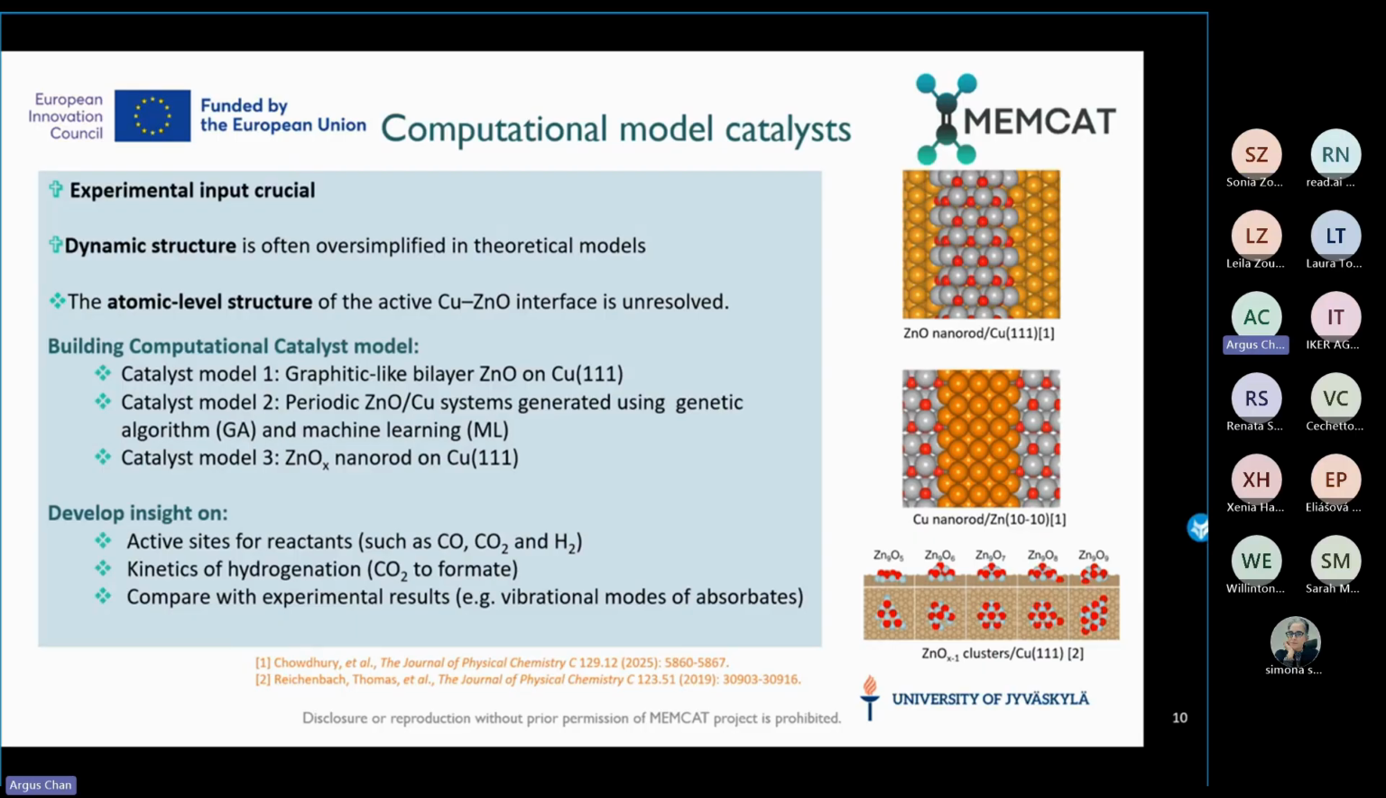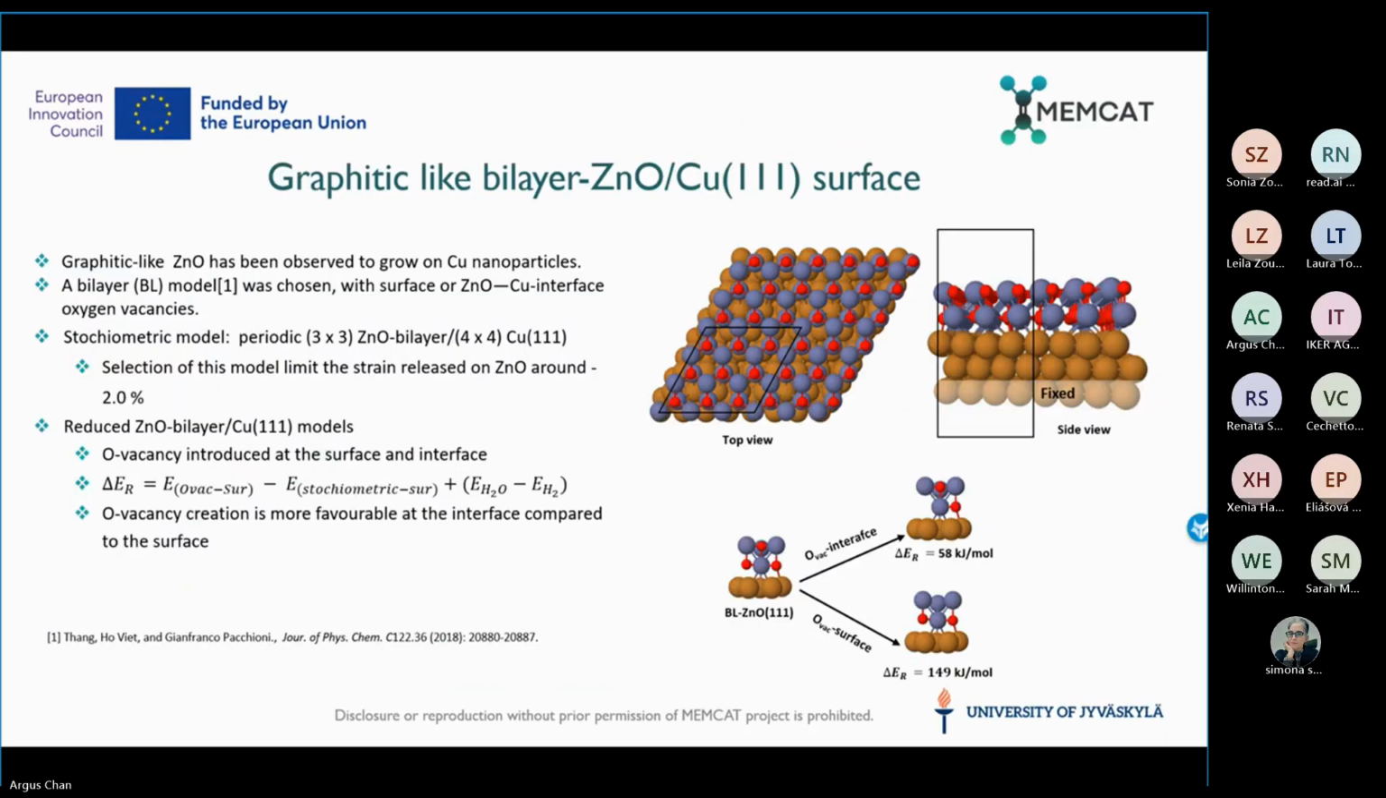The starting point is the experimental input and discussion with the colleagues. And then we have been building different models. I will show we have a graphitic model and then some non-periodic structures. With this, we hope that we can really build an understanding for the active site, because if the computational chemist does not have an understanding of what the active site is, then the modeling becomes rather random.